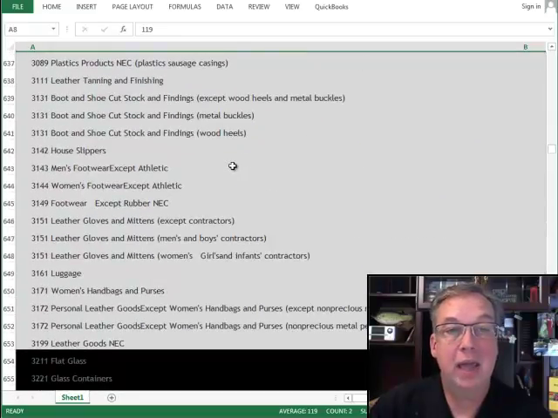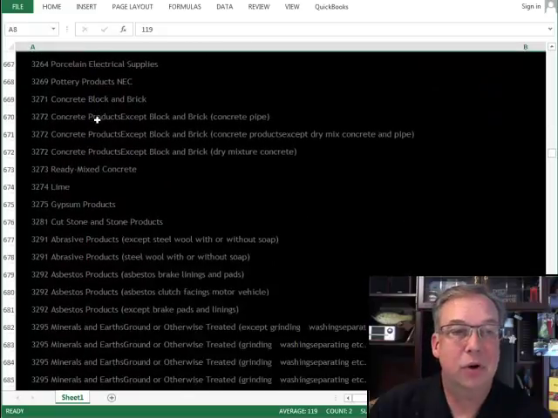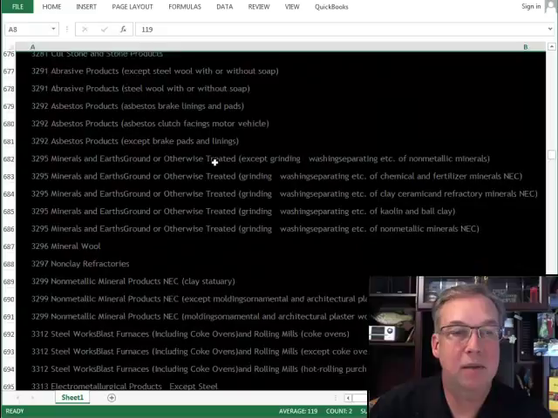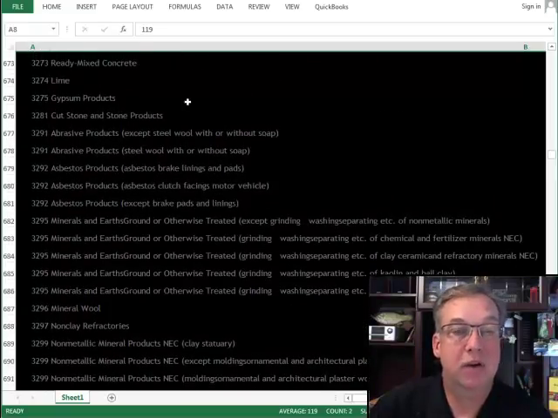Couple here in the gray. Couple more in the black. We'll get to a lot of white ones in a second. But look, here's all kinds of lime and gypsum and ready-mixed concrete, which, by the way, sometimes, depending on what we're selling.